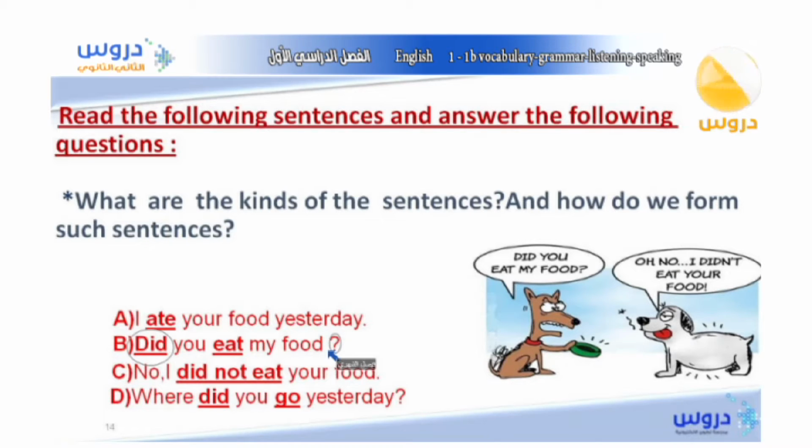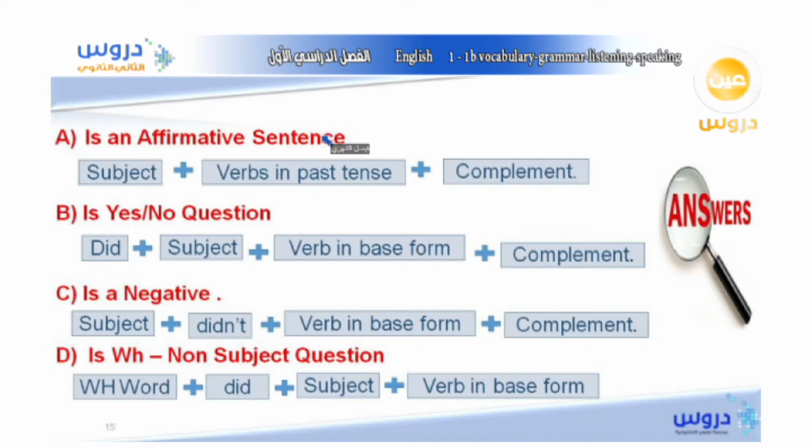Which is the verb in the sentence. Is yes and no question. This is the one we were talking about in the last slide. Did plus the subject, the verb will be in the base form, and complement. Did you read my book?